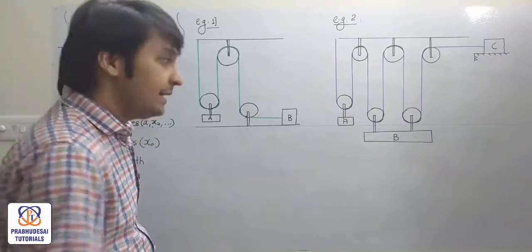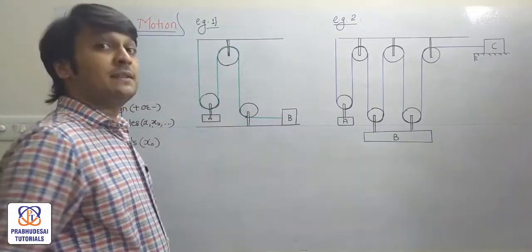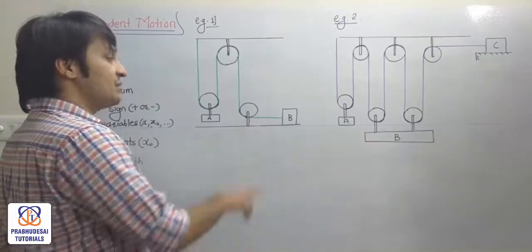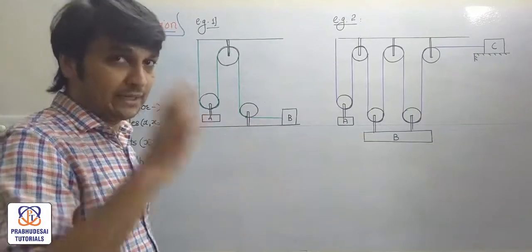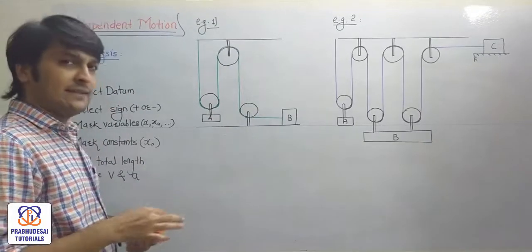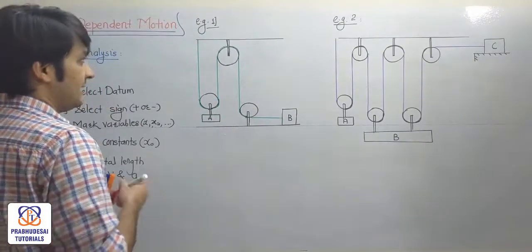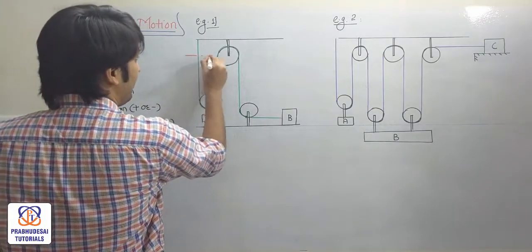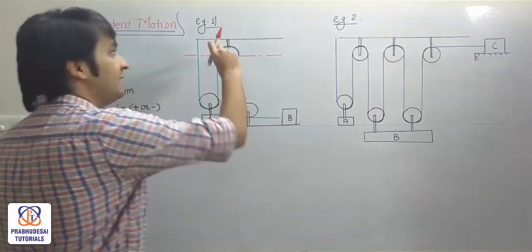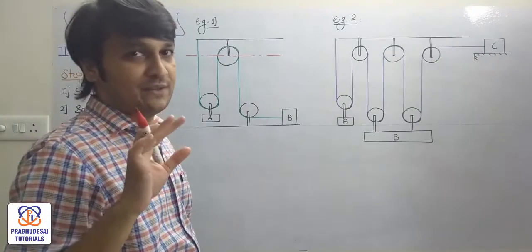I will repeat. If string parts are vertical, select horizontal axis. String parts are horizontal, select vertical axis. Now I will select axis. Where can you select axis? You can select axis anywhere. I am selecting it here. Okay. Why? I am selecting axis nearer to what? Surface. Nearer to surface. Okay.